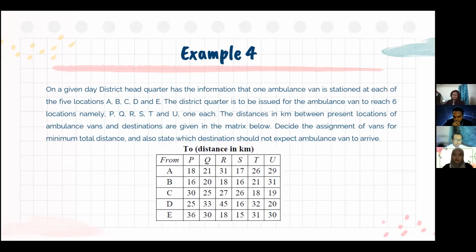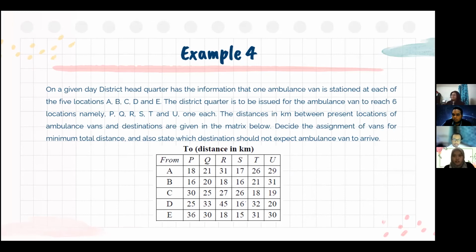Okay, thank you, Safwan. So I will continue with example 4. This question is about the transportation problem. On a given day, district headquarters has the information that one ambulance van is stationed at each of 5 locations, which are A, B, C, D, and E. The district headquarters is to issue the ambulance vans to reach 6 locations, namely P, Q, R, S, T, and U. The distance in km between the present location of the ambulances and the destinations are given in the matrix below.